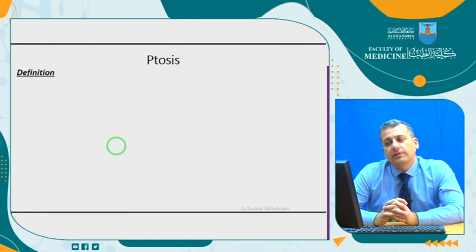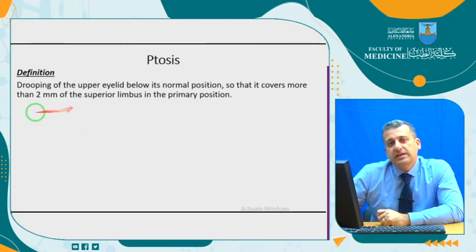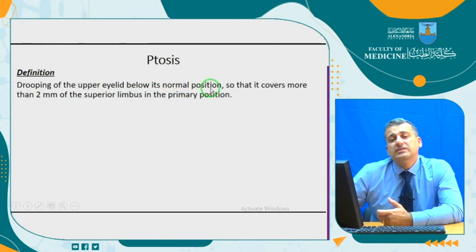I'll be talking about ptosis. There are several malpositions in the form of ptosis, lid retraction, entropion, ectropion, but we are now going to talk about ptosis. What is ptosis? It is drooping of the upper eyelid below its normal position. So what's the normal position of the eyelid?